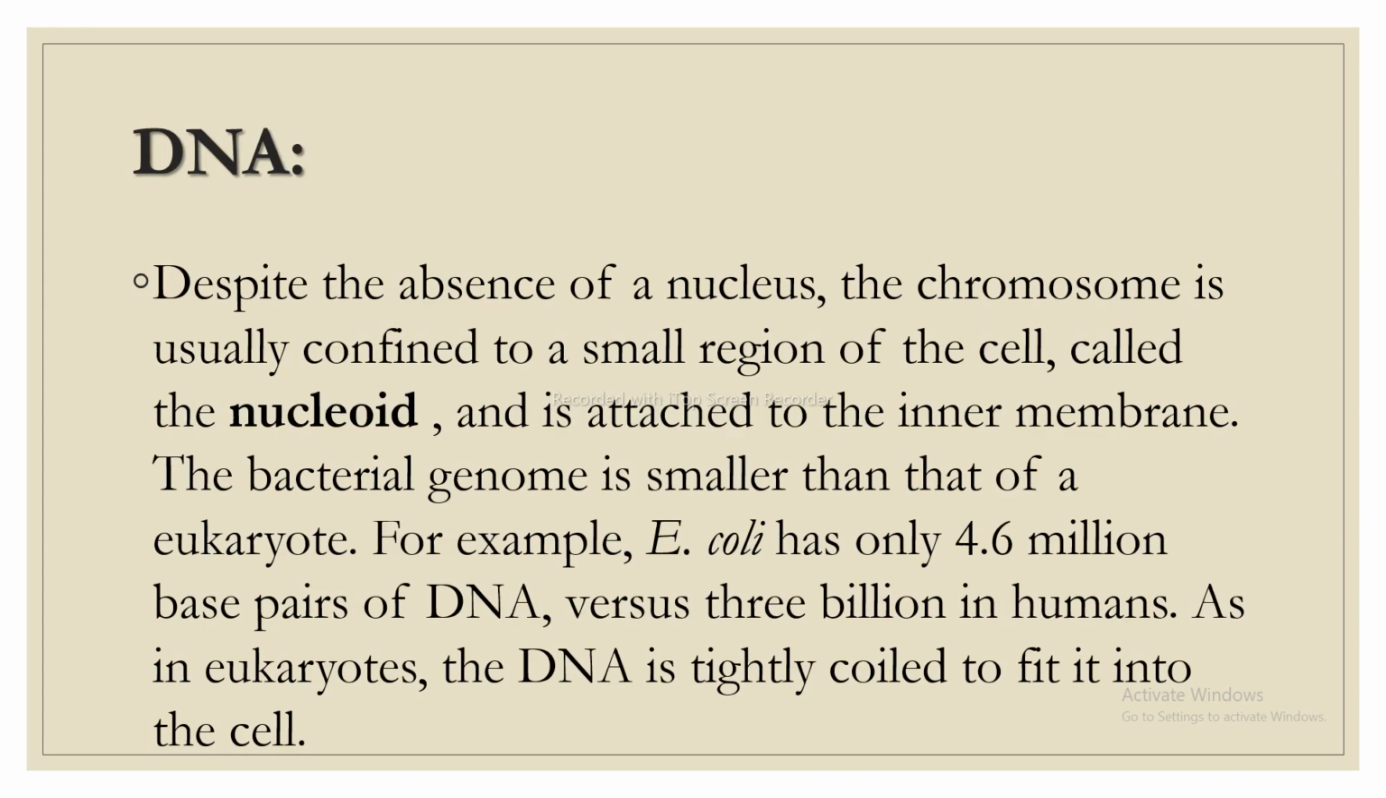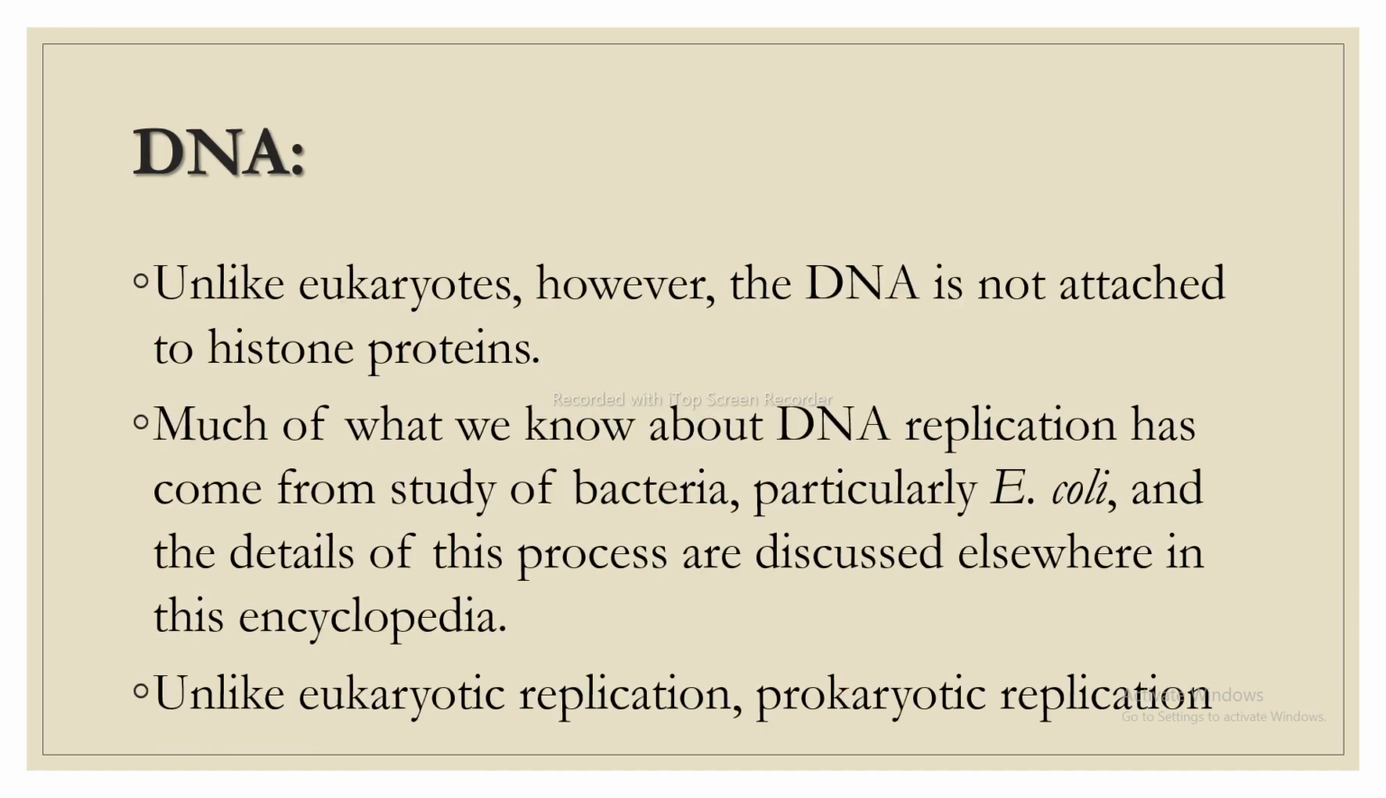The bacterial genome is smaller than that of a eukaryote. For example, E. coli has only about 4.6 million base pairs of DNA versus 3 billion in humans. As in eukaryotes, the DNA is tightly coiled to fit it into the cell. Unlike eukaryotes, however, the DNA is not attached to histone proteins. So much of what we know about DNA replication has come from the study of bacteria, particularly E. coli, and the details of this process are discussed elsewhere in this encyclopedia.